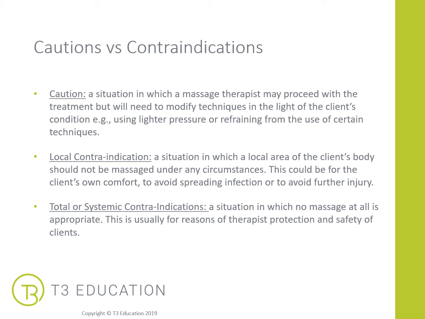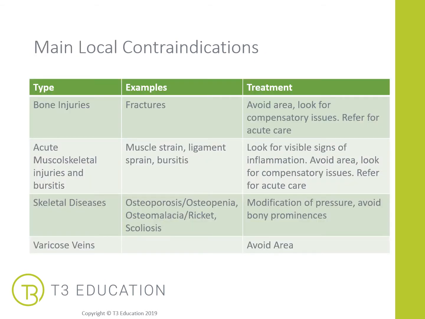A local contraindication is a situation in which a local area of the client's body should not be massaged under any circumstances. This could be for the client's own comfort, to avoid spreading infection, or to avoid further injury. And then the total and systemic contraindications is a situation in which no massage at all is appropriate. This is usually for reasons of protection of therapists and also safety for the client.